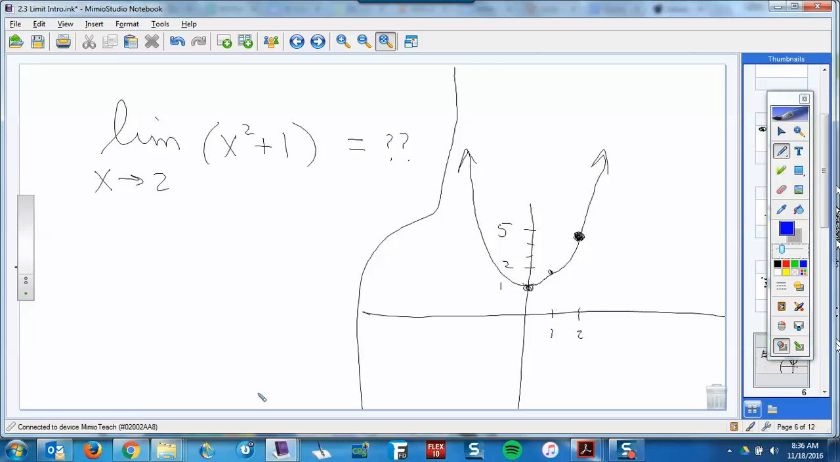So here's a parabola. As x is getting closer and closer to 2, what are the y values doing? Getting closer and closer to 5, aren't they? Now, when we talk about limits, we actually have to talk about both directions. What about when x approaches 2 from this side? What are the y values doing? Getting closer and closer to 5.